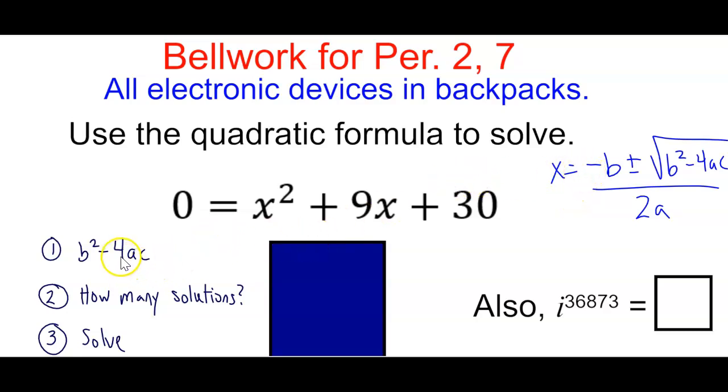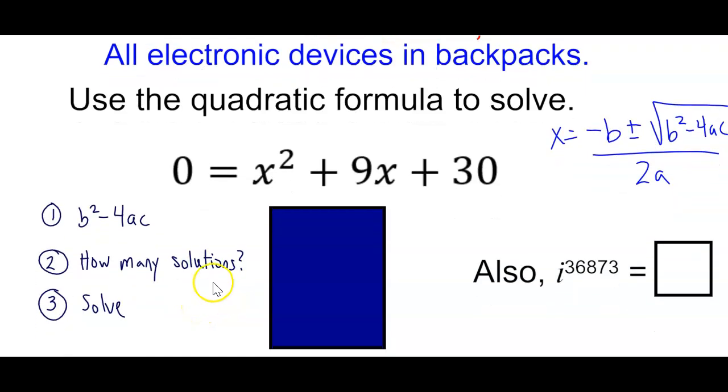So one thing we want to do when we're solving quadratic equations with the quadratic formula is figure out the discriminant. So you would do the b squared minus 4ac calculation first. Decide how many solutions there are, and if you think there will be positive solutions, you continue to solve.